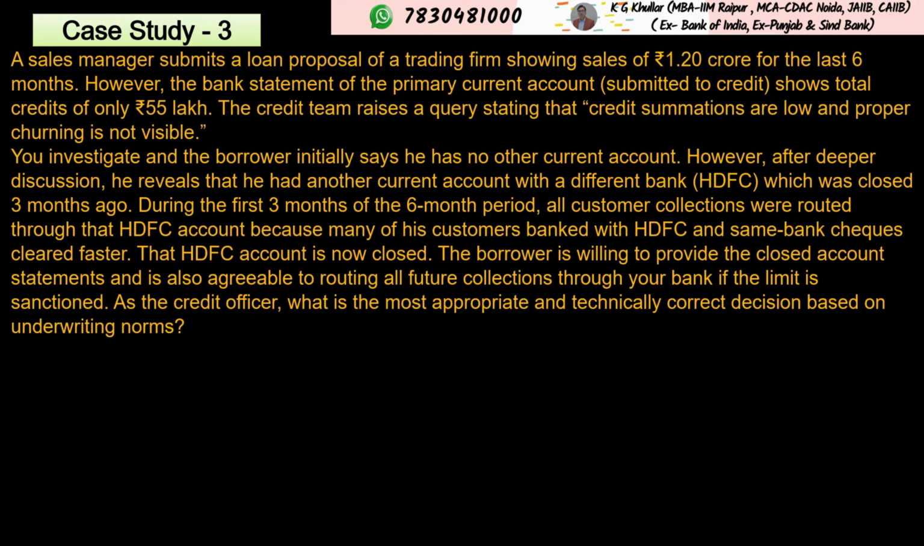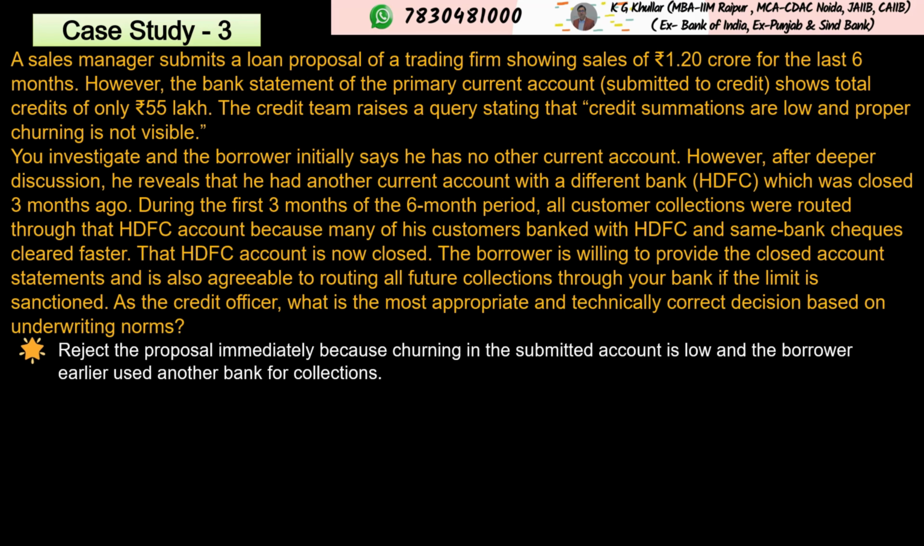Also, the borrower is willing to provide the closed account statements and is also agreeable to routing all future collections through your bank if the limit is sanctioned. As a credit officer, what is the most appropriate and technically correct decision based on underwriting norms?